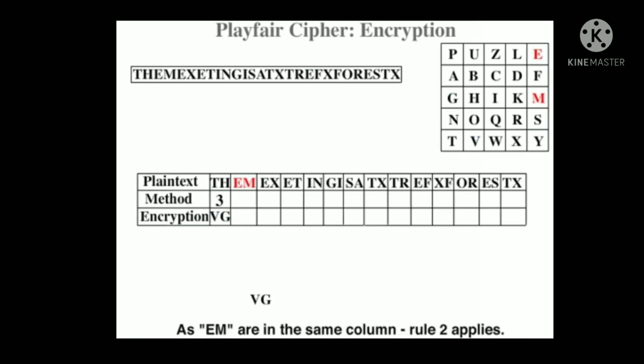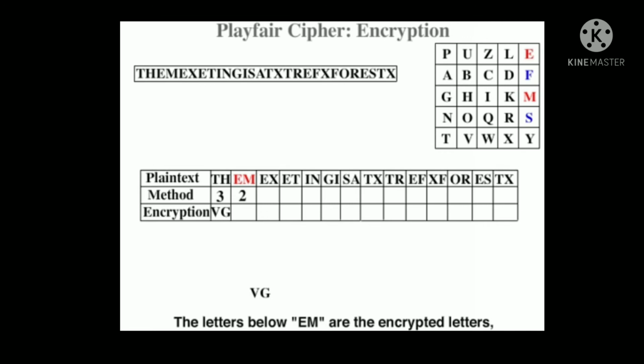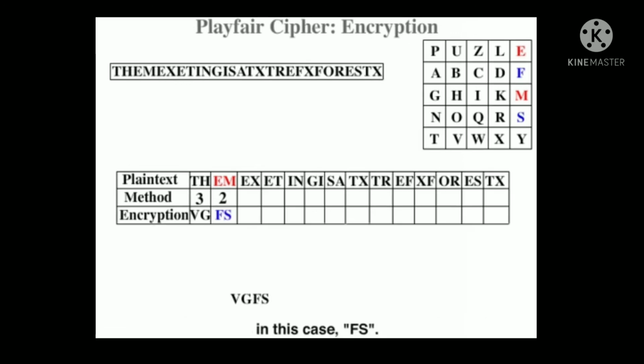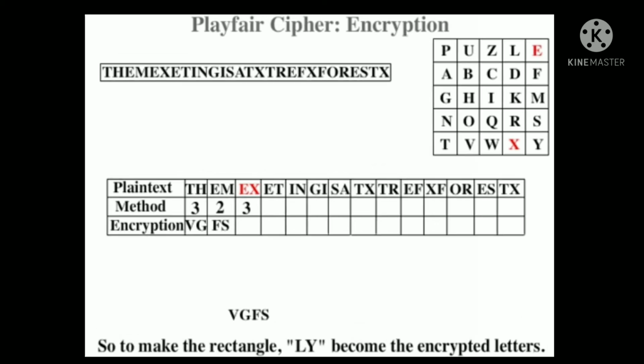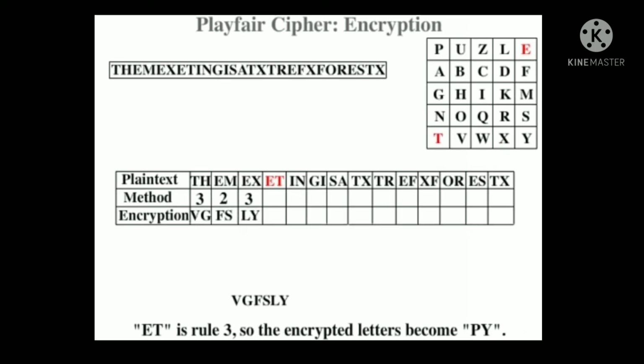As EM are in the same column, rule 2 applies. The letters below EM are the encrypted letters, in this case FS. As EX are in different rows and columns, rule 3 applies. So, to make a rectangle, LY become the encrypted letters.